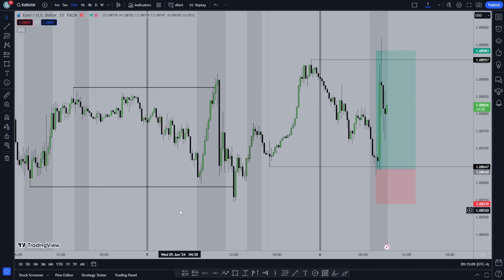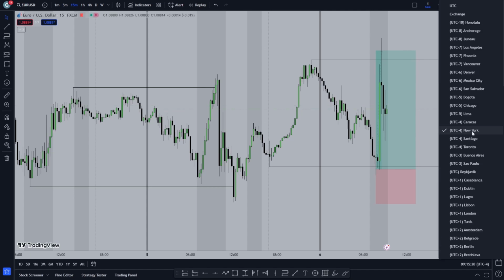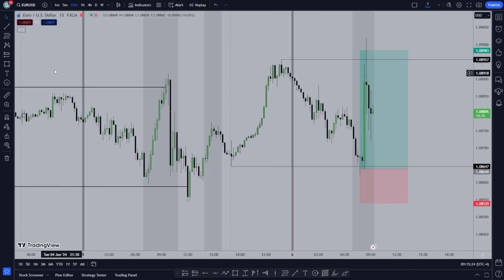So now, what's this model? This model is a time-based model, based on New York time. So everyone who is looking into this should go and switch it to New York, okay? And then just mark the time zones from 7 to 11, okay? Just mark this, and you have to look for the trades in forex pairs, not in indices.